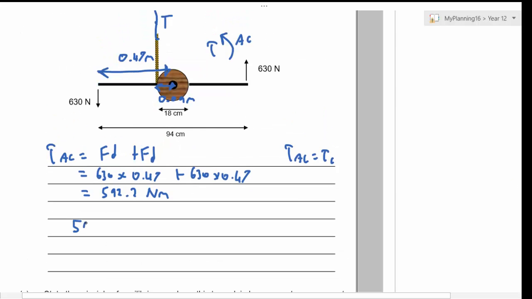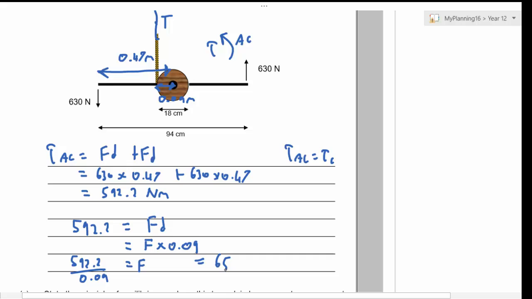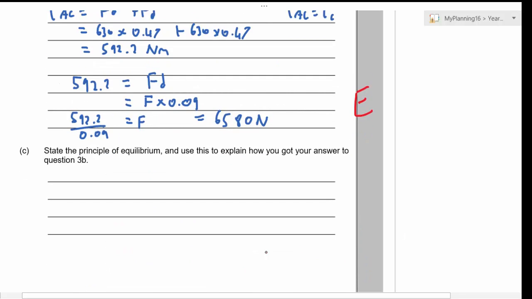So 592.2 equals force times distance. Now I know the force, no I don't know the force, I know the distance is 0.09, and so therefore the force is 592.2 divided by 0.09. If we chuck that into our calculator, divided by 0.09, we get a force of 6580 newtons. Worth excellence. The next question should be pretty obtainable.